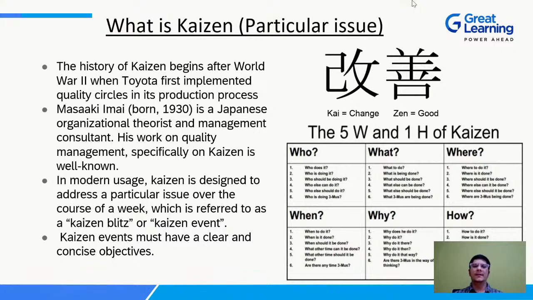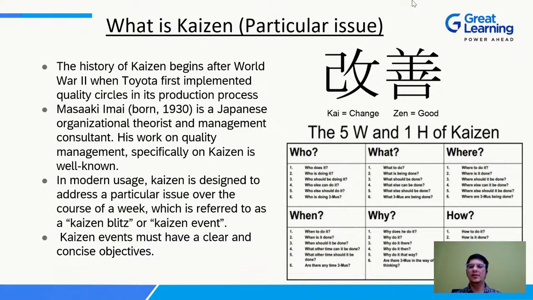In the modern world, the word Kaizen is designed to address a particular issue for a short period of time. So a Kaizen event is not necessarily a course of a month or two. It's just a very short period. It could be 2 days, it could be 10 days, it could be a 15 day workshop. Most of the Kaizen events are called Kaizen Blitz or Kaizen events. And all Kaizen events must be clear, with concise objectives. So Kaizen consists of 5 W's and 1 H.